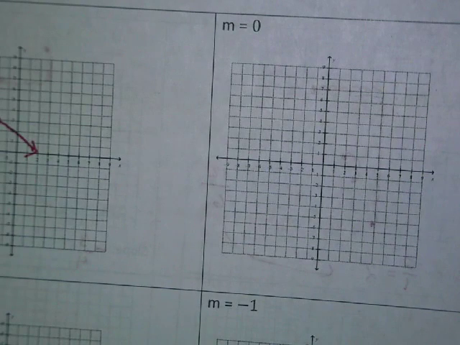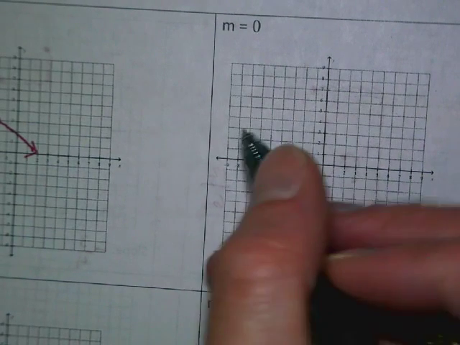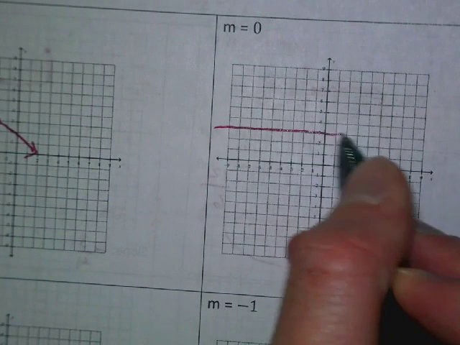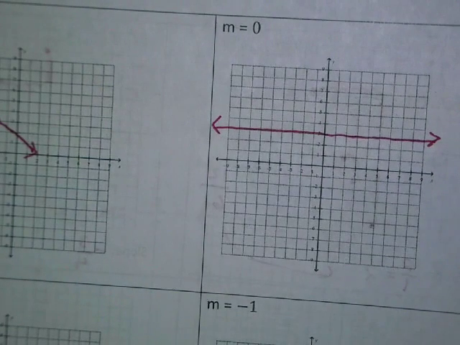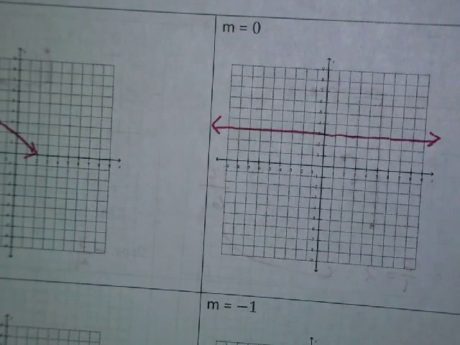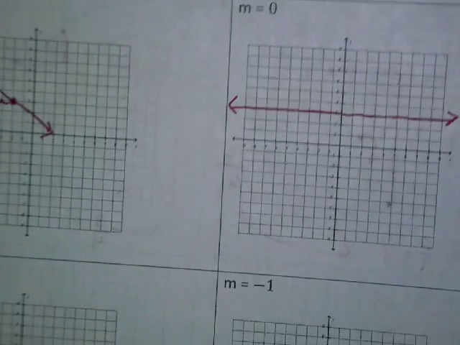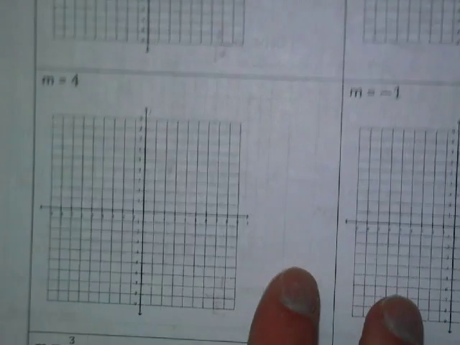Okay, go to the one to the right of that. Slope of 0. What does that line look like? Straight. Straight which direction? Horizontal or vertical? Horizontal. So draw yourself a horizontal line anywhere on your graph. And that has a slope of 0.